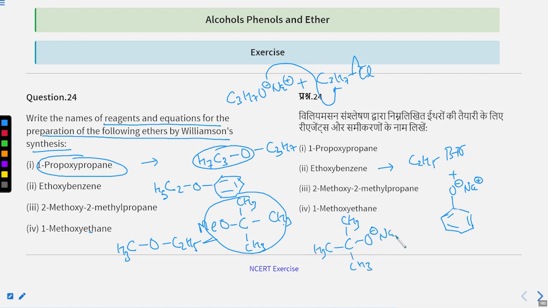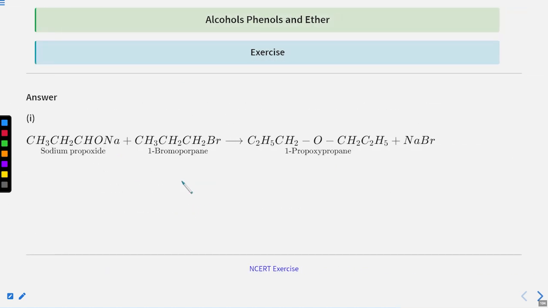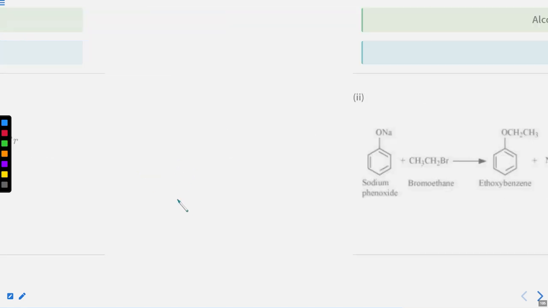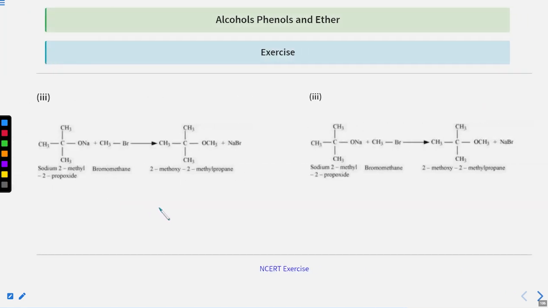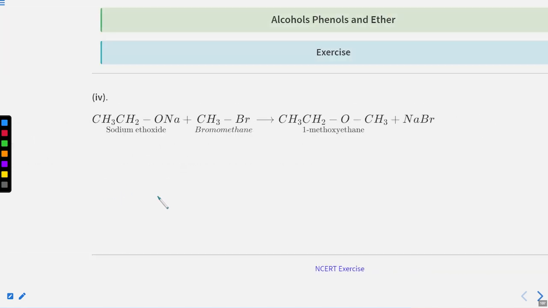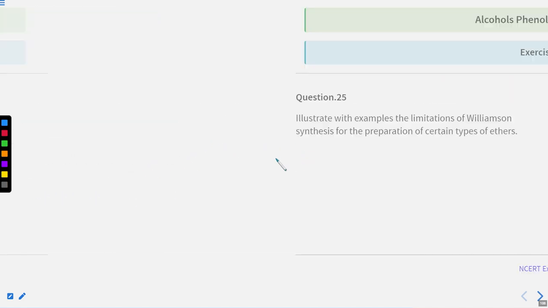O⁻ Na⁺, and treat it with CH3Br. What about this? So we'll use CH3Br plus C2H5O⁻ Na⁺. Okay, clear? This is also taken as this. Next we have this here.